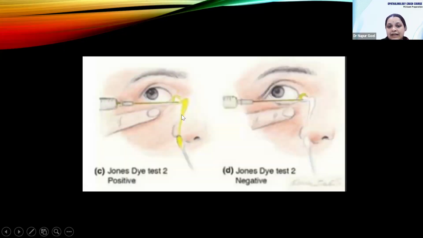So this is the Jones dye test. You irrigate some fluid. If you get it in the nose after Jones dye test, that means you are dealing with a partial obstruction. And negative is either you're dealing with a total obstruction of the upper punctum, or there's a lacrimal pump failure.